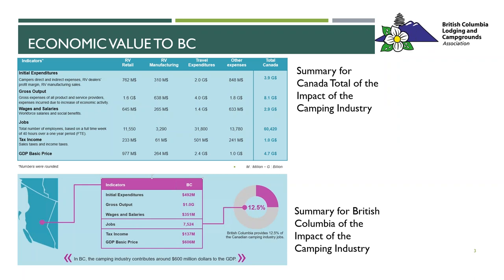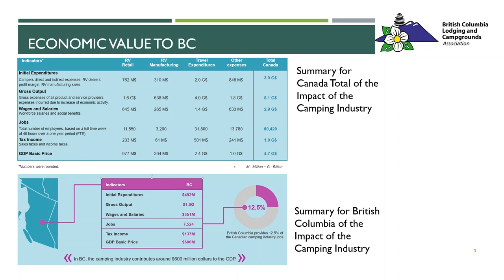I'm going to go a little bit into the economic value, similar to what Dawn did, but what you can see in the top table here is the summary for Canada, the total impact of the camping industry. It's broken down from a survey that was done in 2015 by the Canadian Camping and RVing Council, and they looked at four areas: RV and camping retail activities, RV manufacturing, travel expenditures, which is really the recreation, campsite rentals, food and beverage, and the in-community expenditures, and other expenses, which are insurance, maintenance, and storage of RV units.